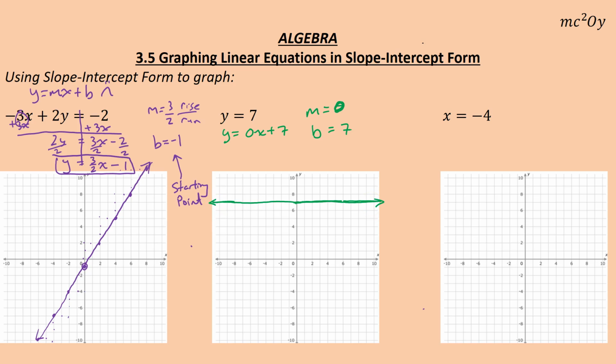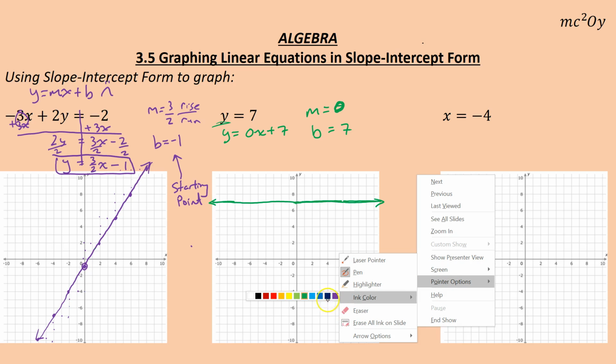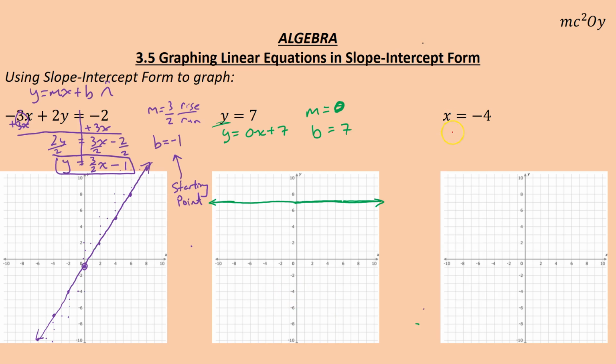So notice in this equation, y equals 7, it only has one variable, y, and it only crosses the y-axis. Notice in this first equation, it had a y and an x, and it crossed both the x and y-axis. Well, that means like in this last equation here, it has x equals -4. So I'm going to go to -4 on the x-axis. And since it only has an x, that means it crosses only the x-axis at -4. Will not cross another axis.